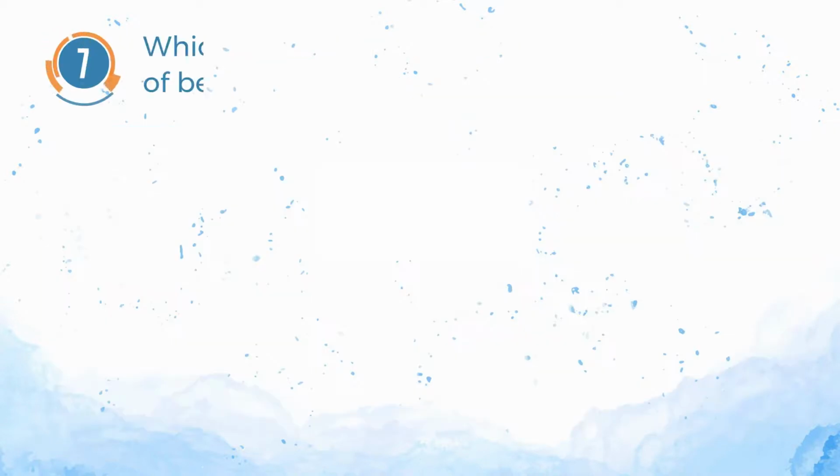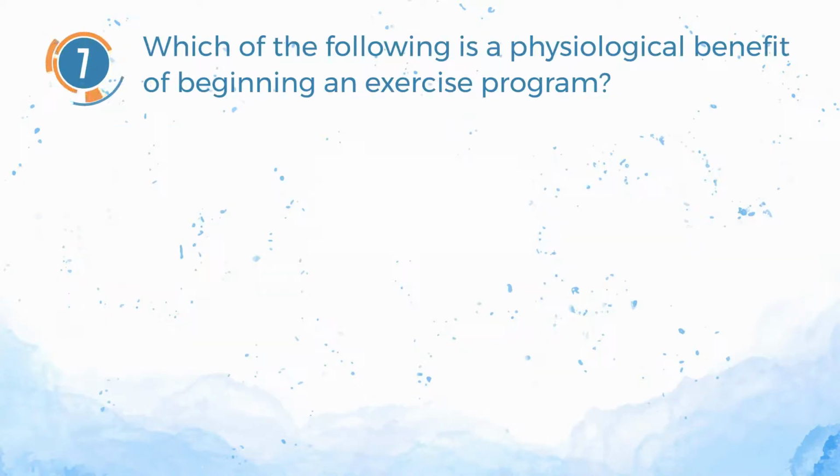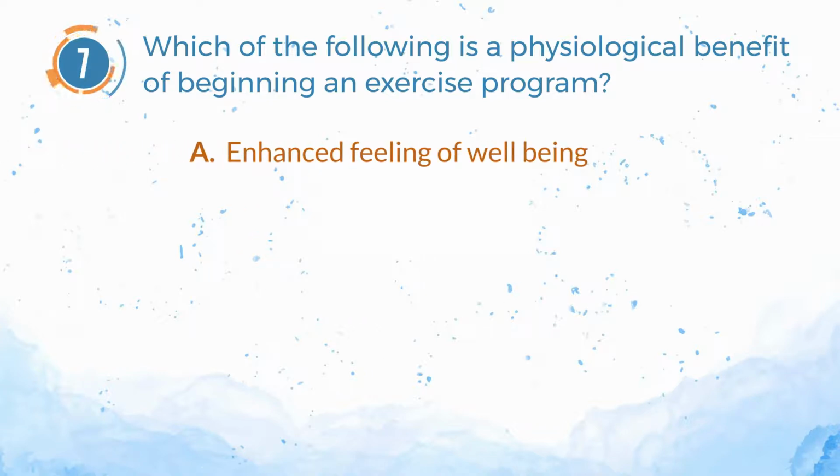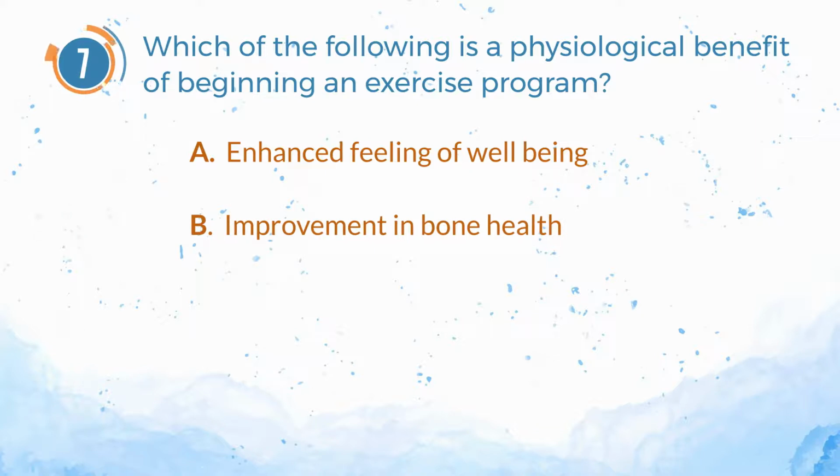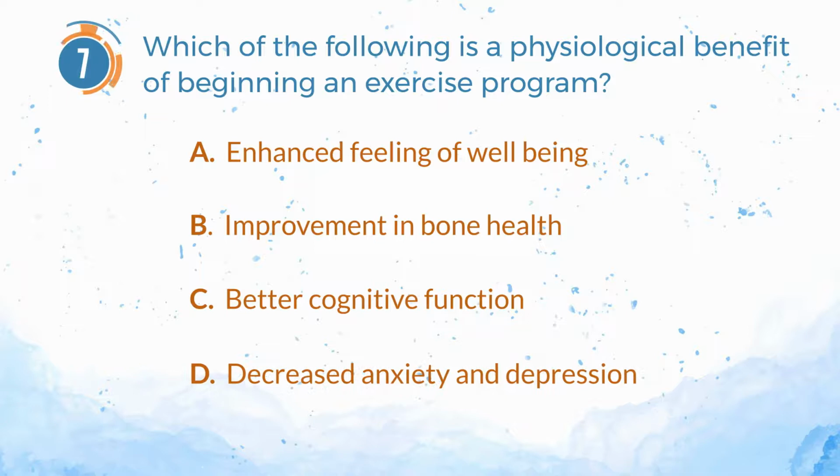Number 7. Which of the following is a physiological benefit of beginning an exercise program? A. Enhanced feeling of well-being. B. Improvement in bone health. C. Better cognitive function. D. Decreased anxiety and depression.